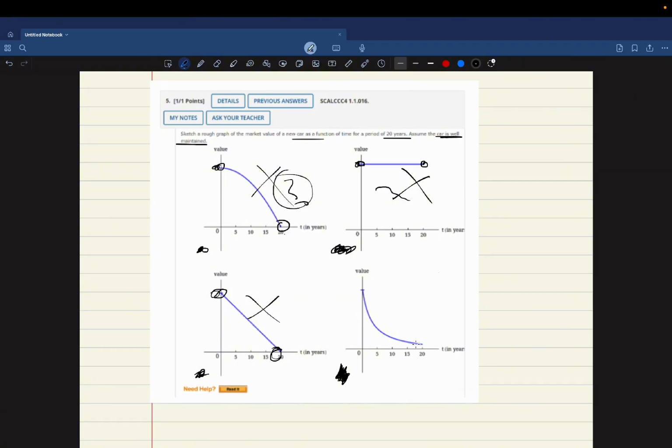Let's also go through this graph. You can see initially this is the value, and then it is slightly declining, and over the course of 20 years it is comparatively significantly lower, but it is not 0 compared to these two, and also it is not constant, which is not possible at all. So this is our correct graph.